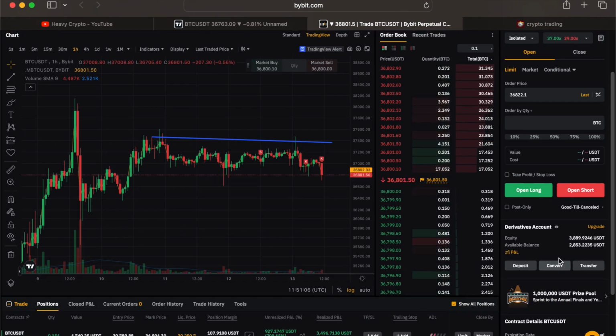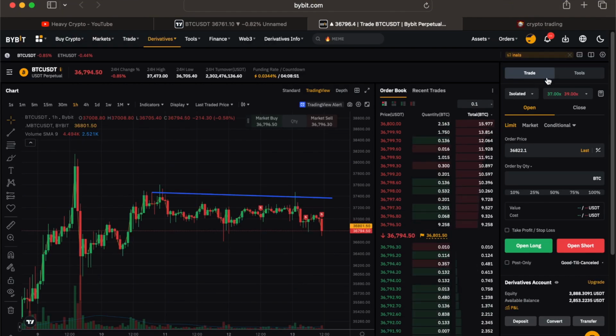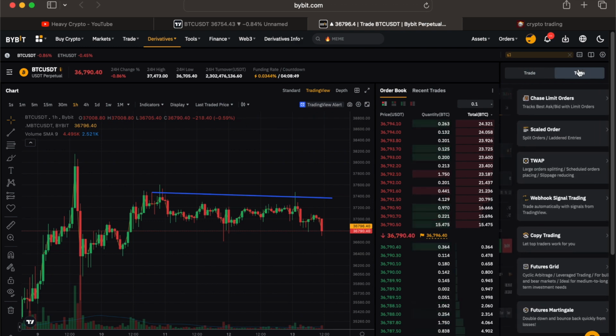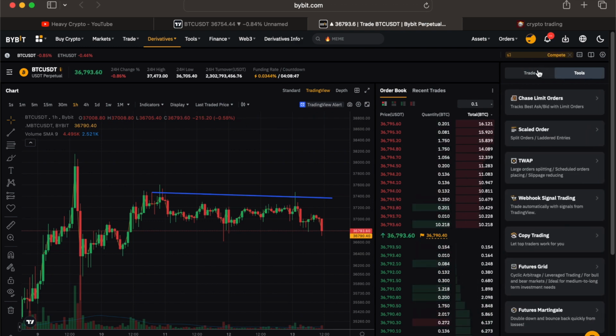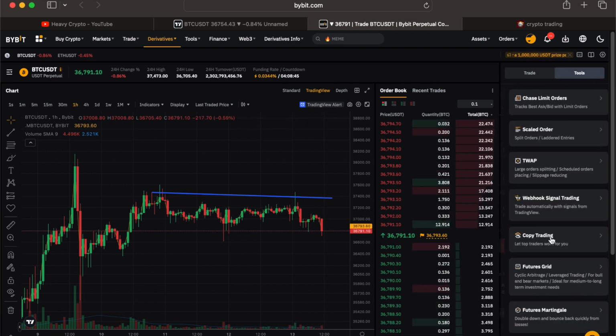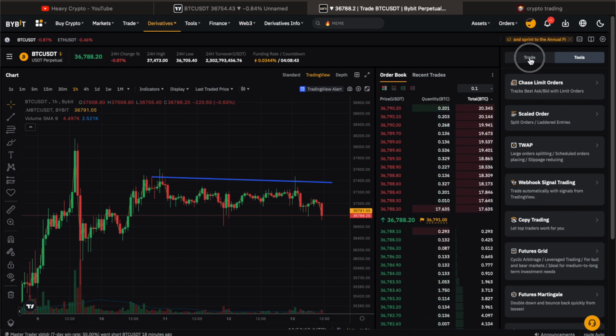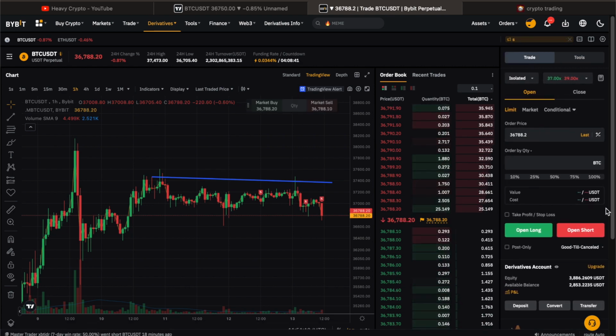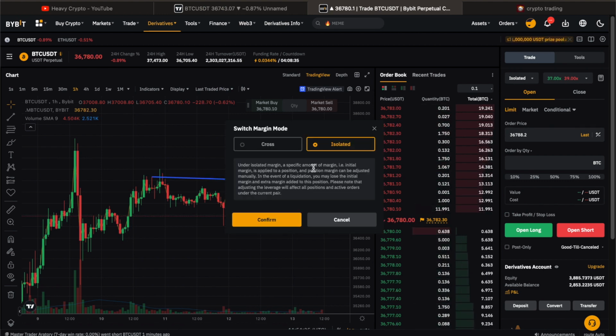Okay, so right here you have trade and tools. But right now you're gonna focus on trade because you don't want to use these tools, right? We want to focus on trades, and we want to know how exactly we can place trades. So you're gonna go to where it's written trades, and right here you have two options, right? You have cross and isolated.